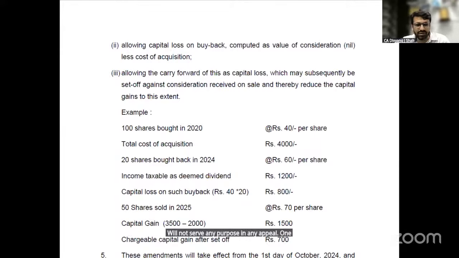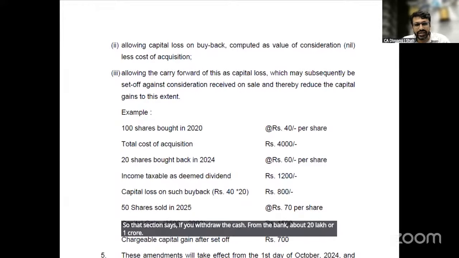One more example: there are lots of amendments. If no one takes objection, though it is unconstitutional, it still remains in the statute. Another example is TDS under section 194N. That section says if you withdraw cash from the bank above 20 lakh or 1 crore, the TDS will be deducted by the bank, right?